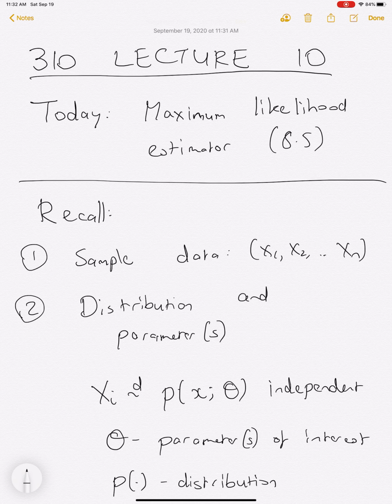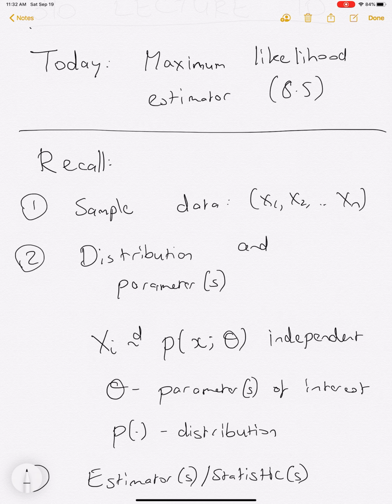So today I'm going to cover the maximum likelihood estimator, and that's in 8.5 of the textbook. And I'd say this is an alternative approach to forming estimates for parameters theta. An alternative to the method of moments, which we've been focusing on for the last couple of lectures.